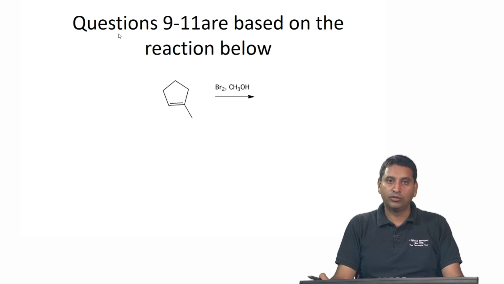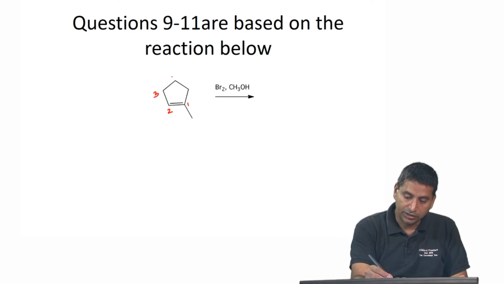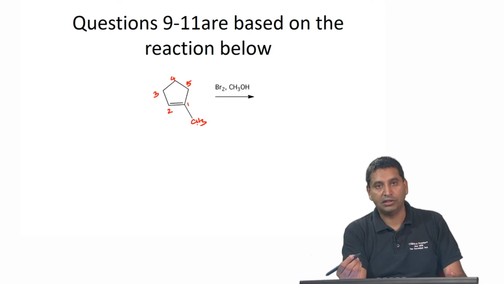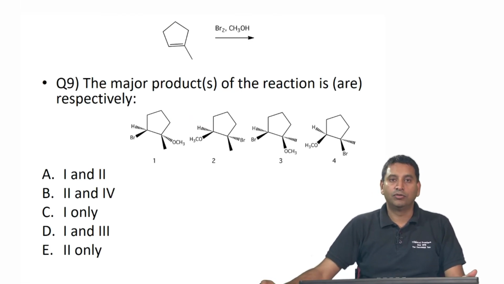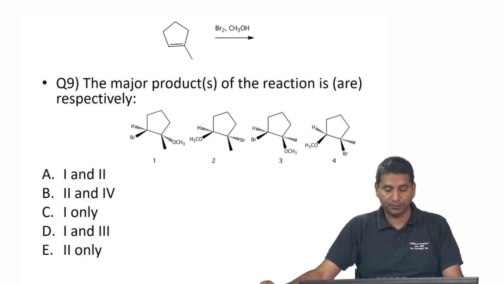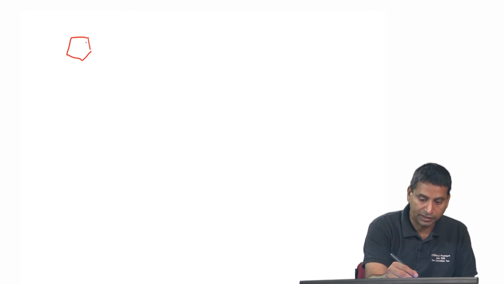So, the next question involves methyl cyclopentene. So, again let us number these carbons 1, 2, 3, 4, 5, and there is a methyl group over here. So, this will be cyclopentene, and the reaction that we are going to look at is the reaction with Br2 in the presence of methanol. Okay. So, the first question here is the major product of the reaction is or are the following, right. So, in order to address this question, let us first draw out the structure once again. So, you have cyclopentene with a methyl group, and this reacts with Br2 in the presence of methanol.